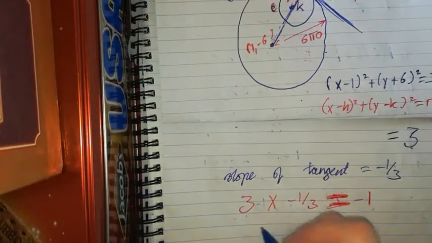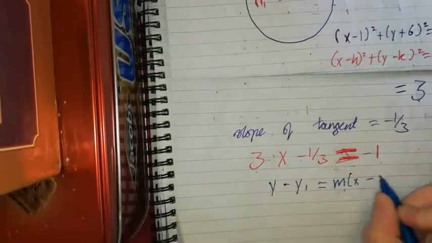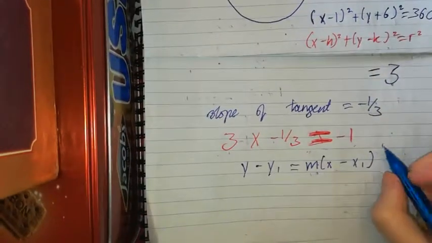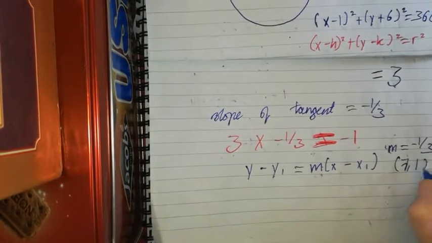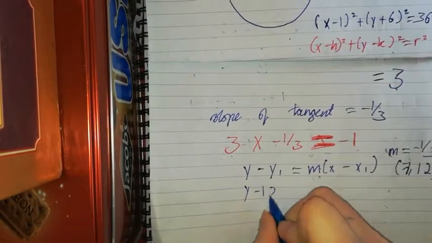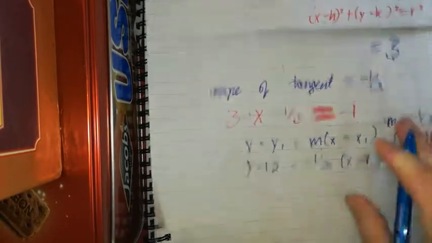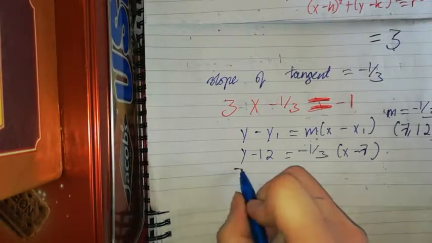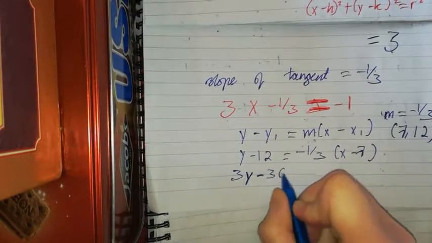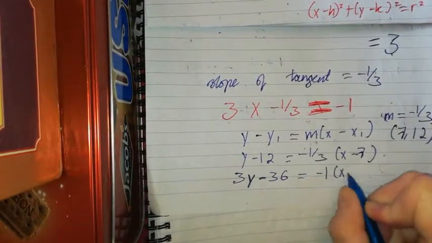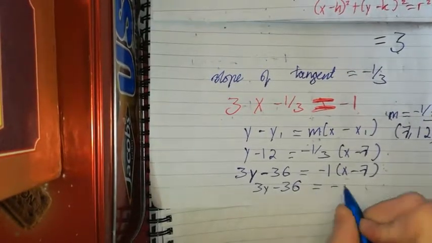But we just need a slope and a point, so then we can sub it into the equation y minus y1 is equal to m times (x minus x1). So we know that the slope m is -1 over 3, and our point at B is (7, 12). So y minus 12 is equal to -1 over 3 times (x minus 7). Just going to get that a bit tidier, so maybe multiply both sides by 3. So 3y minus 36 is equal to -1 times (x minus 7), so 3y minus 36 is equal to minus x plus 7.